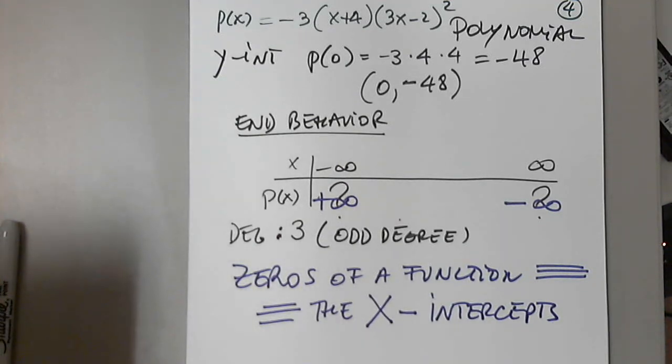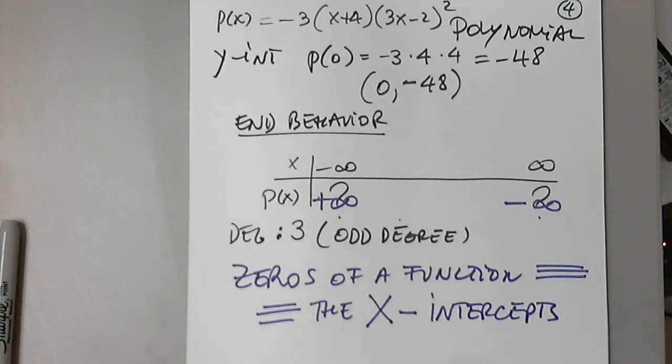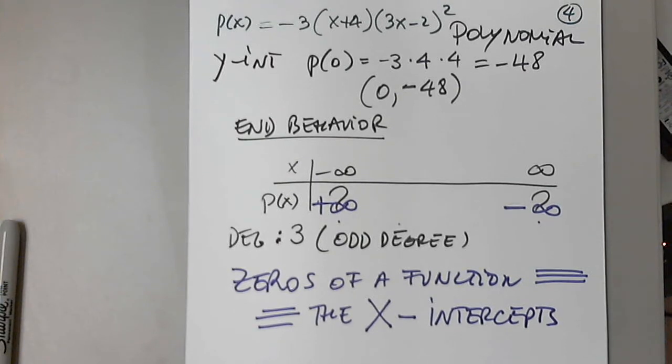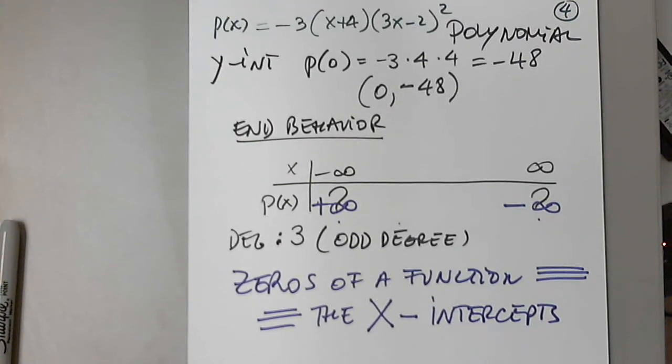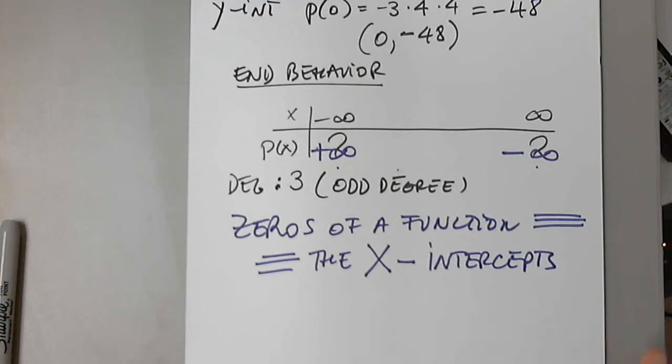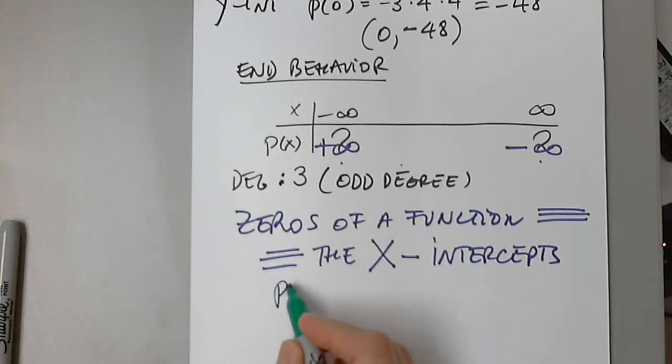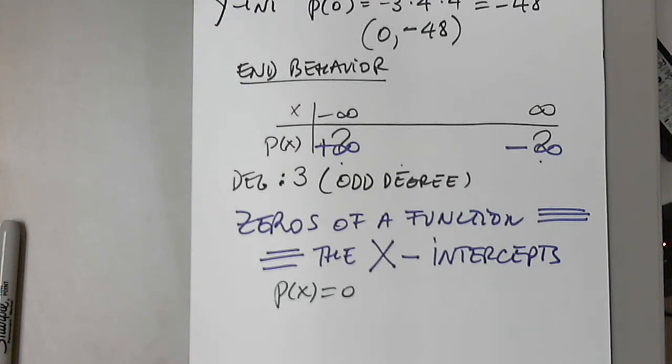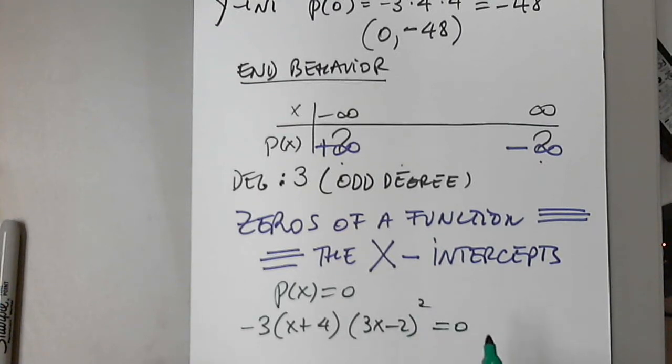So how do I find the zeros of this function? And I'll explain the multiplicities. I'm going to refresh your memory on multiplicities. How do we find the x-intercepts or the zeros? Solve. Right, exactly. In other words, set it equal to 0. P of x equals 0. So negative 3, x plus 4, 3x minus 2 squared equals 0.